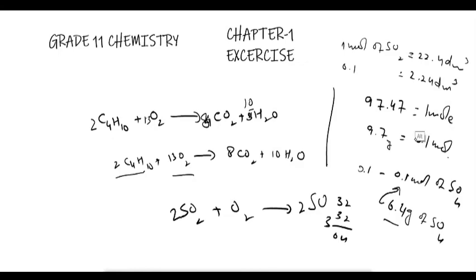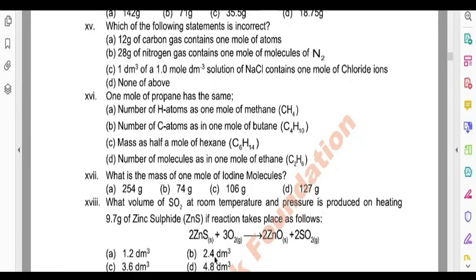Let's see if we have this option. Okay, so we have 2.4 dm cube, and that means that this is the closest. So option B is the correct option here.